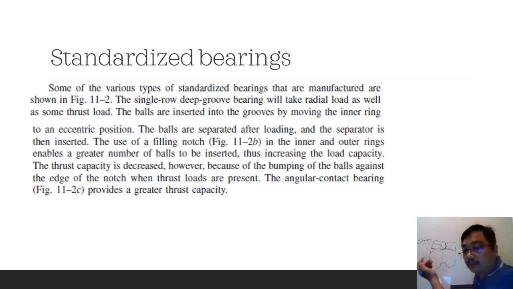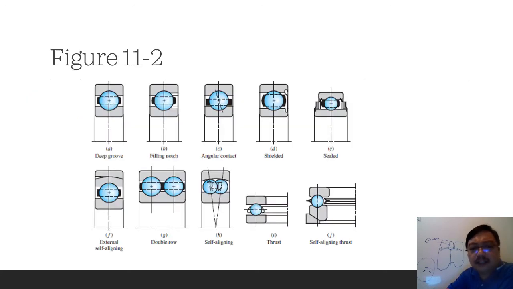Same as the ball, for the roller, this is supposed to be at the symmetry line, the symmetry position. Now going left, right, left, right, it is an eccentric position. Eccentric position means that the center of gravity is not here. It will be slightly left, slightly right, and that gives a different center of gravity. As long as it does not deviate so much, it's okay. The balls are separated at the loading and then inserted, and you can read all these texts. The thrust capacity is decreased.